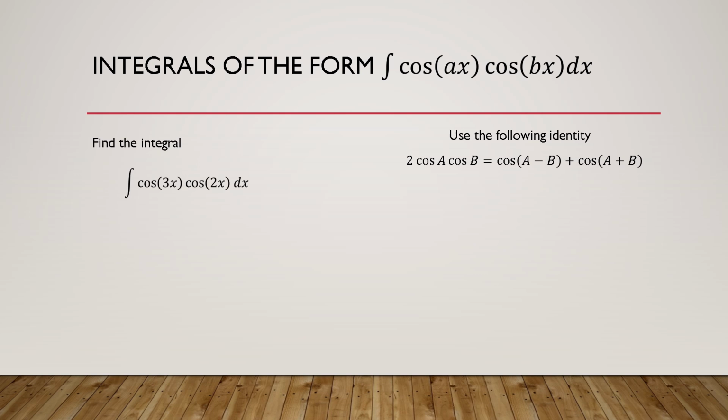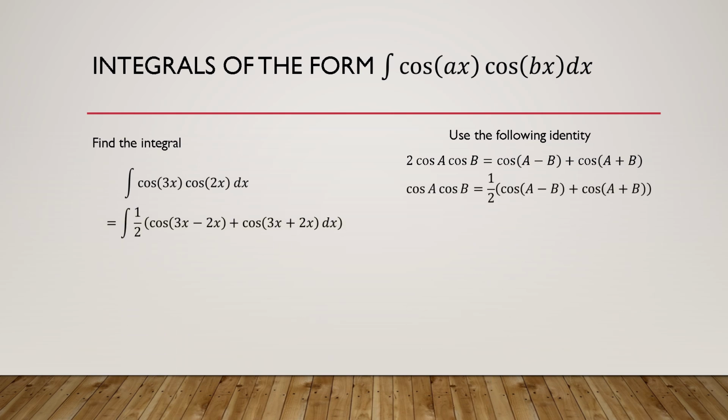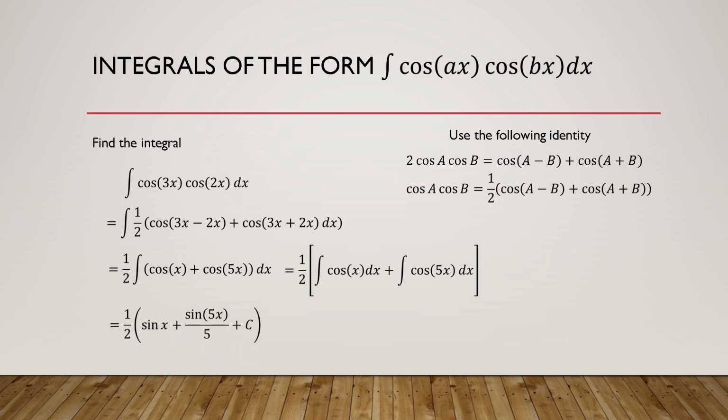Again, we divide the identity by 2 so we can substitute, combine the like terms, move the 1/2 outside the integral, and separate the integral at the plus sign to get 1/2 times the quantity of the integral of cosine x dx plus the integral of cosine 5x dx. When we take the integrals, we get 1/2 times the quantity of sine x plus sine 5x over 5 plus c. We distribute the 1/2 to get our final answer, sine x over 2 plus sine 5x over 10 plus c.